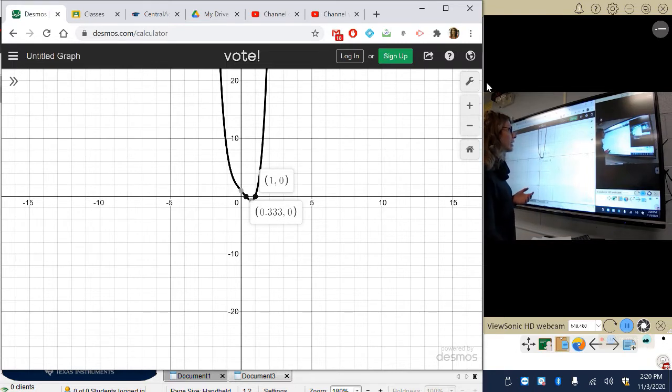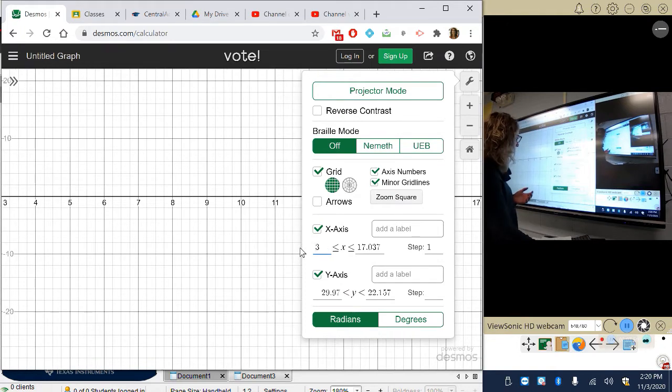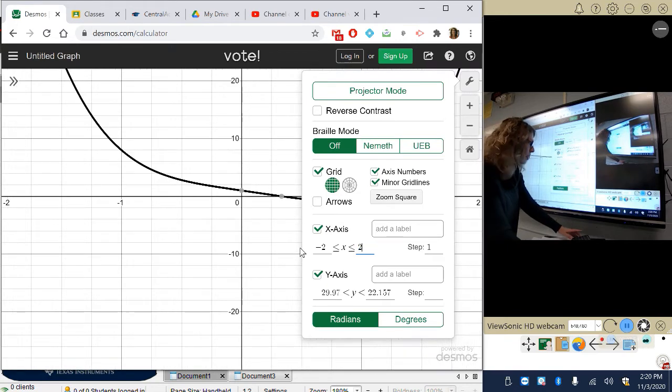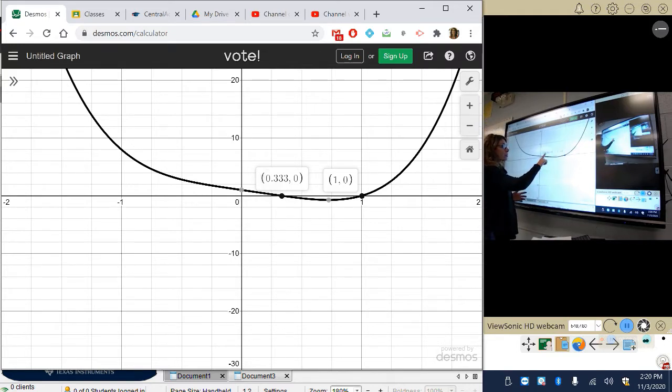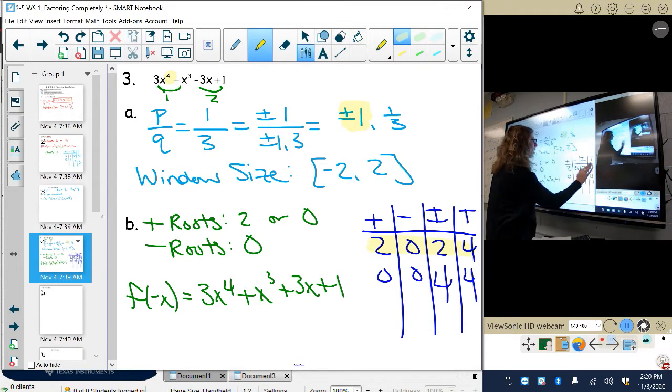Now, technically speaking, I don't want negative 17 to 17. I actually wanted this to be negative 2 to positive 2. That's what I wanted. And as you can see here, whenever I touch this graph, you can see the zeros much easier now. And I can tell you that this is 0.333, which is 1/3. So if I come back over to my graph, what this tells me is that I have 2 imaginary and 2 positive roots.